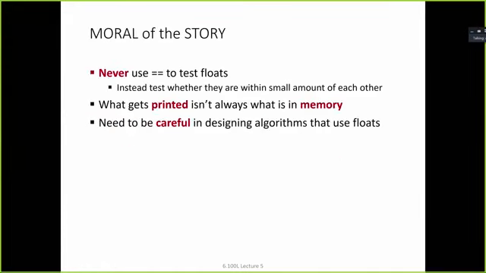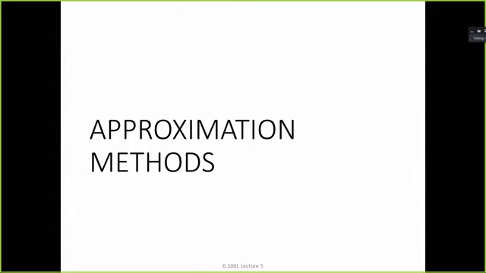Okay. So the moral of the story is we don't want to use equivalence, right, the equal operator, when we're comparing floats. Because of errors like this. The errors can accumulate, and then we start getting the wrong answer, and then your programs end up not doing what you expect them to do. Okay? So we always want to test whether some float is within some epsilon of another float. And so that brings us to an approximation method.